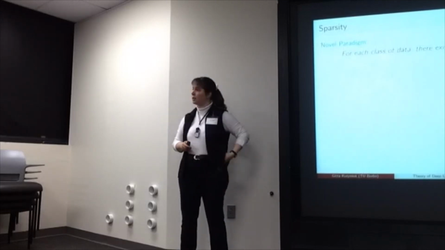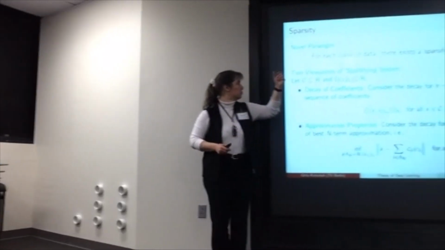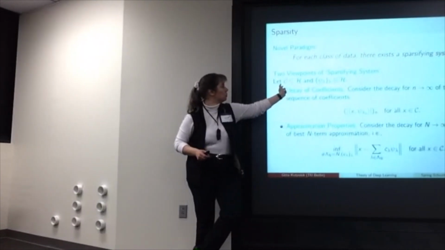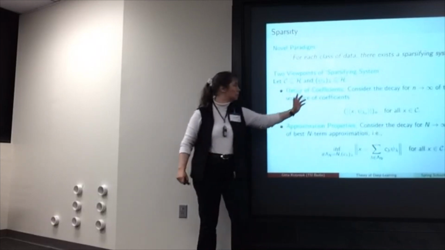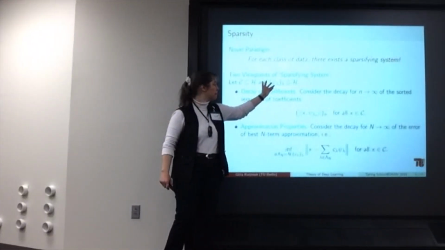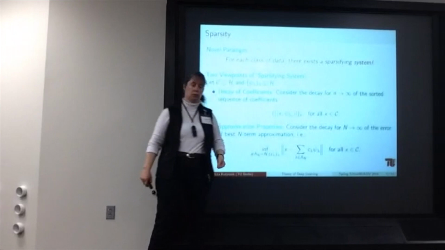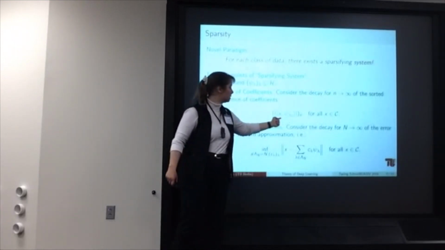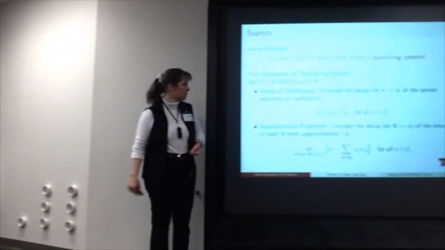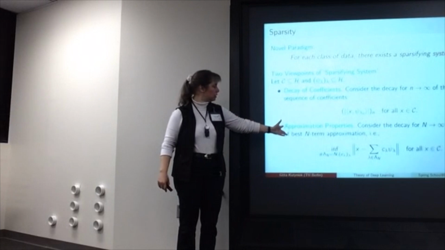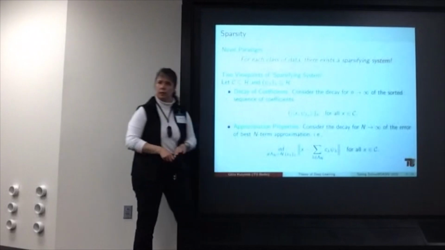So what is sparsifying actually? There are two philosophies, or viewpoints, one can look at. If you have a class of data in some Hilbert space and you have a system, you can either look, as we did before, at the decay of the coefficients, so that this sequence has rapid decay as n goes to infinity. Or you can look at approximation properties, at the error of best n-term approximation.